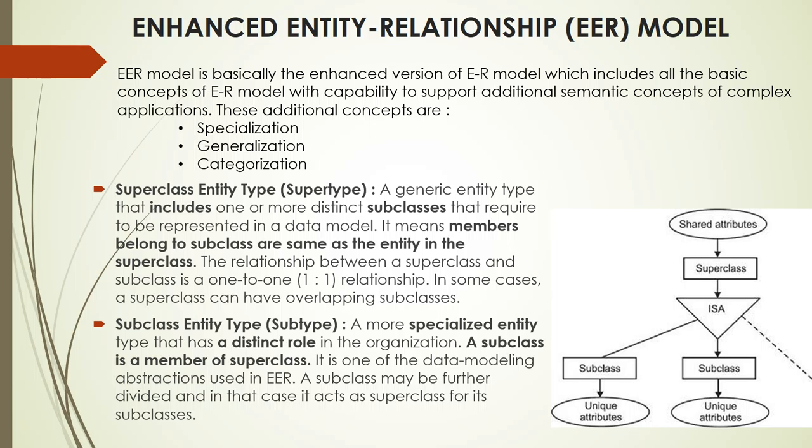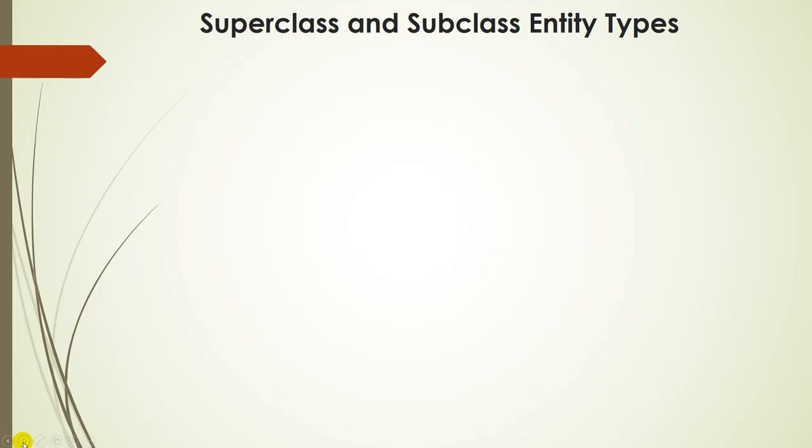A subclass may be further divided, and in that case it acts as a superclass for each subclass. So here is a relation between parent and child. A parent has many children. Each child inherits the attributes of its parent. And again, a child can be a parent of another child, and the hierarchy is unlimited. Let's see an example.